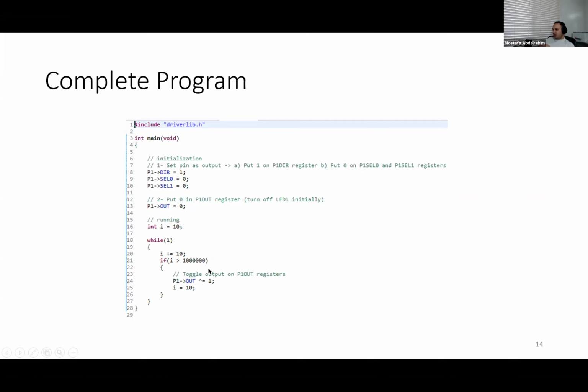and I will be reset, and we go back and increment I until we reach this value, and we go again to that line. B out equal to B out XOR 1. What is B out now? B out now is 1, and 1 XOR 1 is 0. So you will turn off the LED again. So you are blinking the LED.